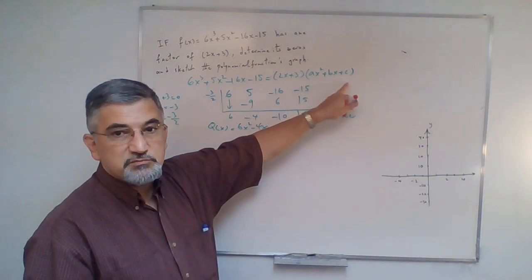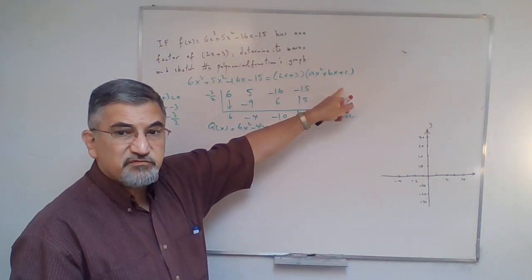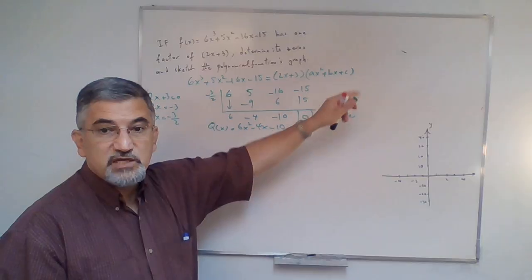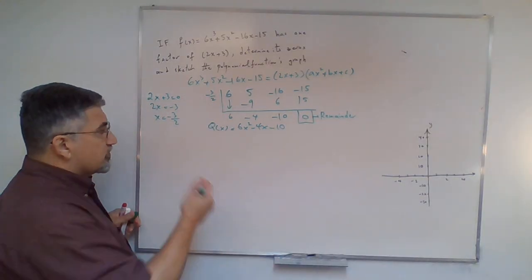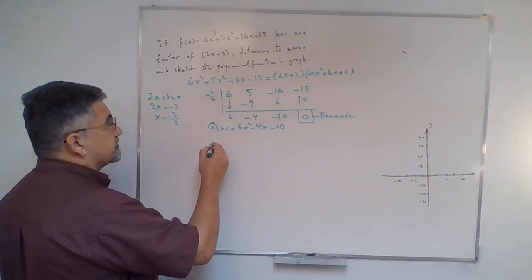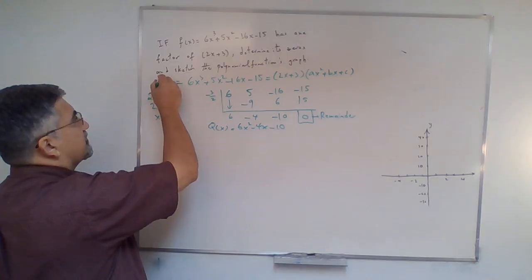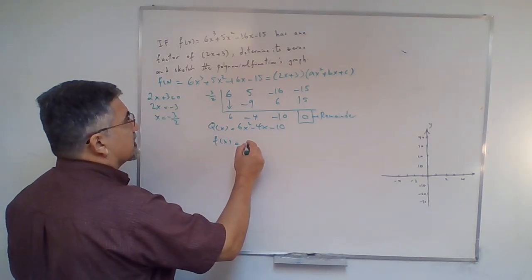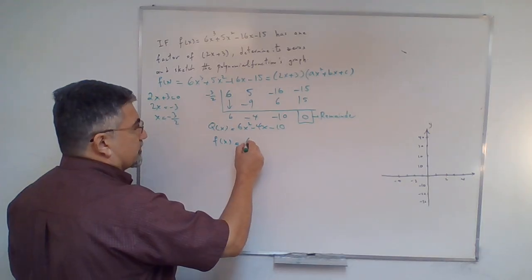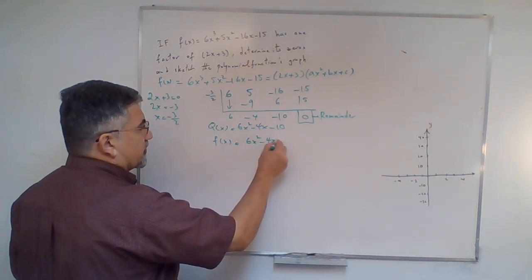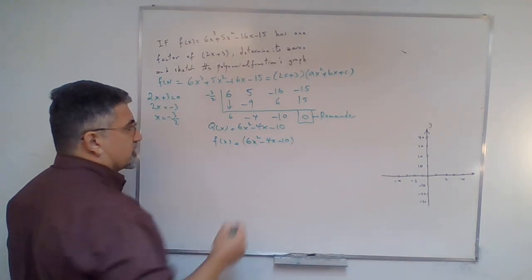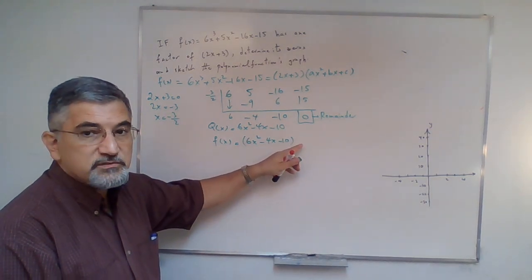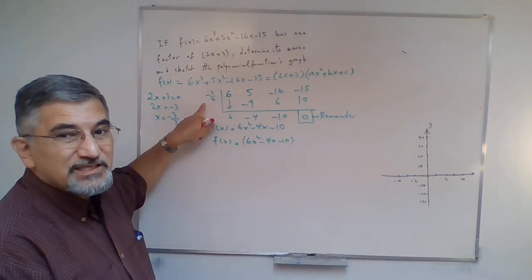This ax squared plus bx plus c, which I didn't know what it was before, but I knew it's going to be quadratic, now we know exactly what a, b, c are. Okay, so now if I call this f of x, I can say that f of x is 6x squared minus 4x minus 10, which is the quotient, but then times x minus k.